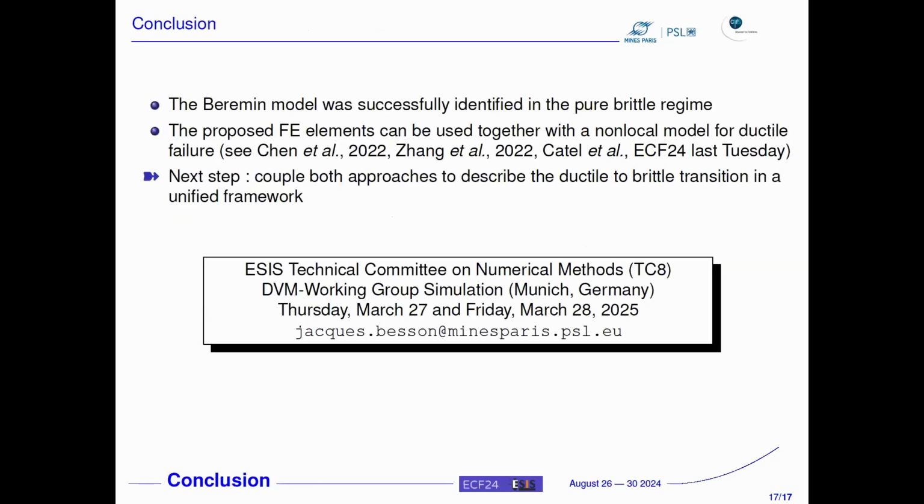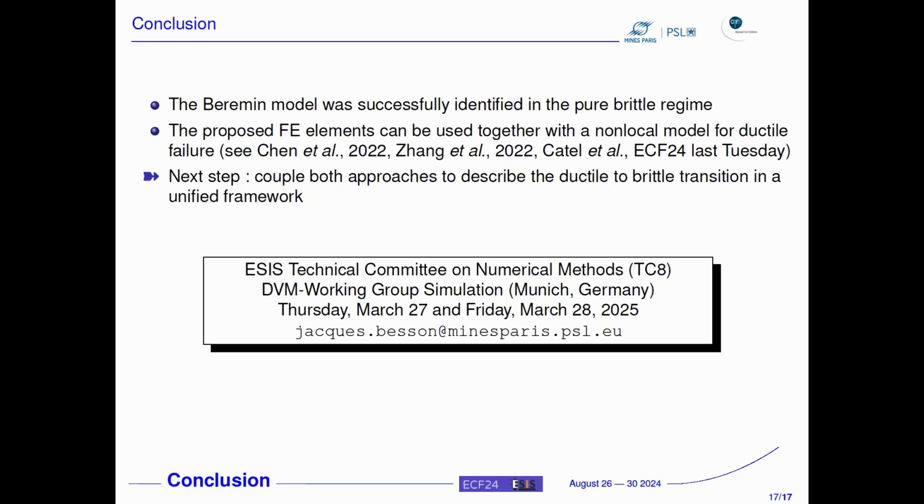So I will conclude just here. Obviously, the next step is to mix the ductile behavior we have described at the beginning of this week with this brittle approach. I didn't have time to go into the very details of the numerical recipe we use.